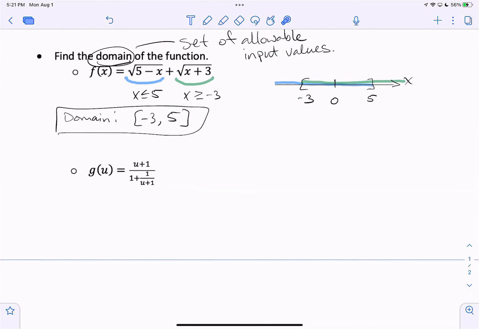Let's look at one more, same instructions. Our function is g of u is equal to u plus 1 over the quantity 1 plus 1 over u plus 1. This is a complex fraction, which is how we refer to a fraction that itself contains a fraction. And right away, when we're considering the set of allowable input values, I want to look at what will make any denominator equal to 0. Here, with this 1 over u plus 1, I see that right away I can say that u cannot be negative 1.